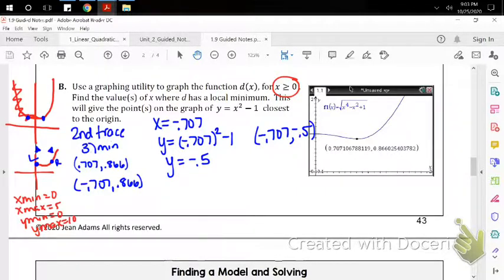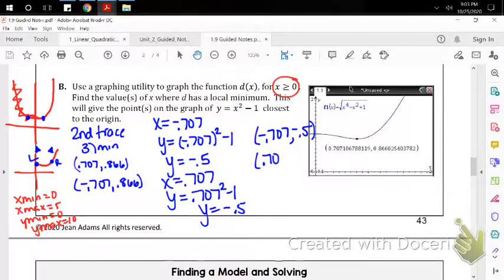And then we also know that if x is equal to positive 0.707, we can find its y value, which because of symmetry should be the same y value, and it is. When we calculate that, we get negative 0.5. So my other point is 0.707, comma, negative 0.5. These are the closest points to the origin.